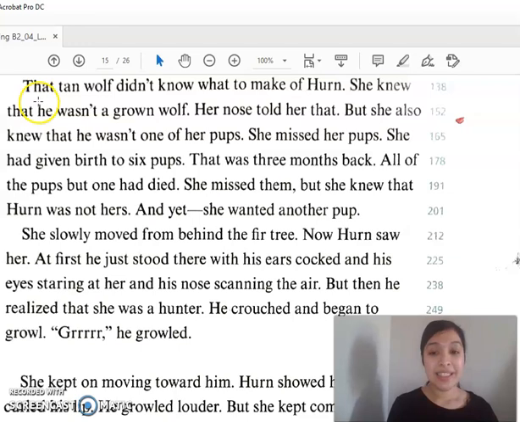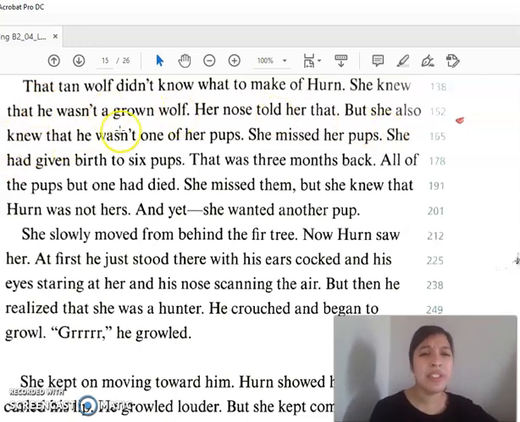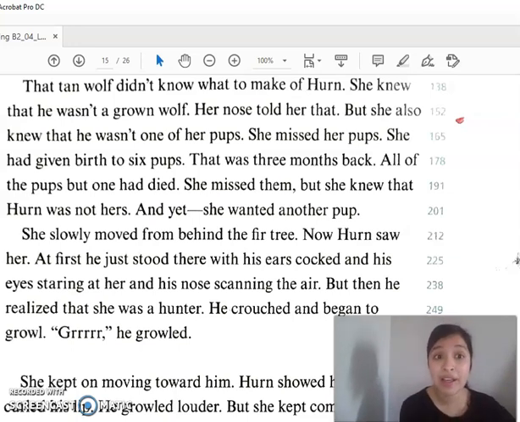That tan wolf didn't know what to make of Hearn. She knew that he wasn't a grown wolf. Her nose told her that, but she also knew that he wasn't one of her pups. She missed her pups. She had given birth to 6 pups. That was 3 months back. All of the pups but one had died.